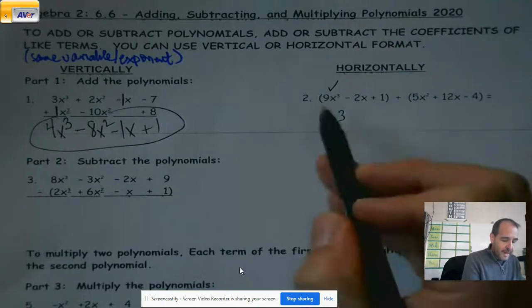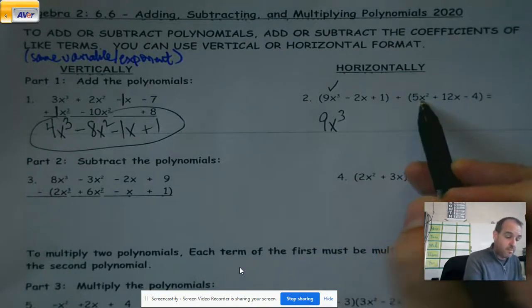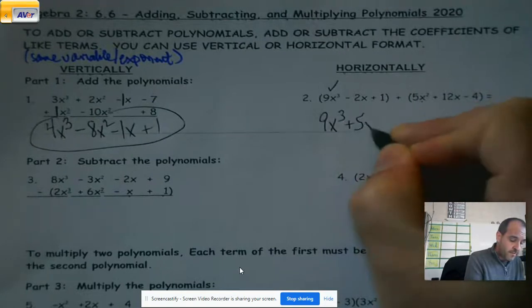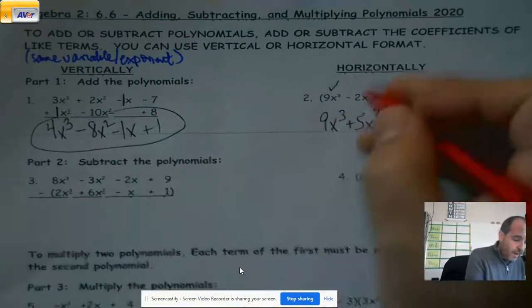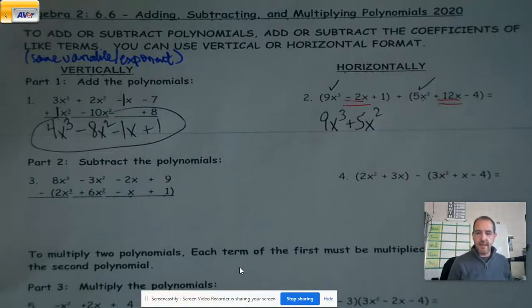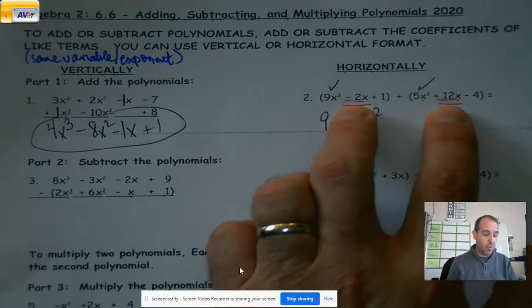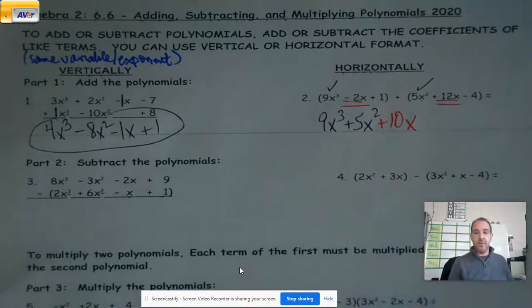And then I go scanning. Do I see any x squareds? I do. That's the only one. So I write 5x squared. I check that off. Now when I get to the x's, I notice there's 2 of them. Colors can really start to help with these things to kind of make things jump a little more. So now I'm going to do the same thing I did with vertically. Negative 2 plus 12 is 10x. I don't change the variable at all. I'm just messing with the coefficients.